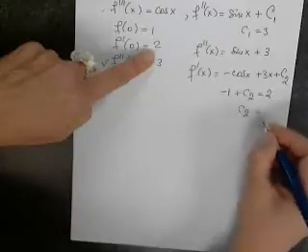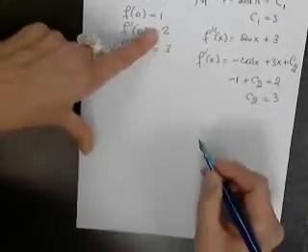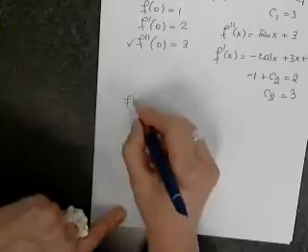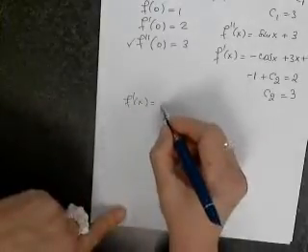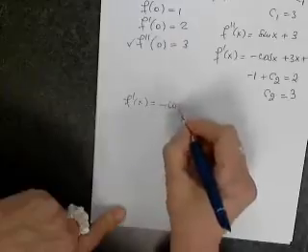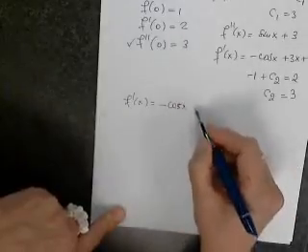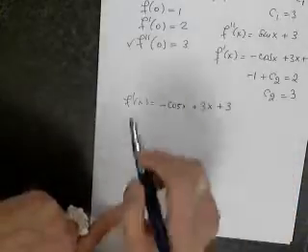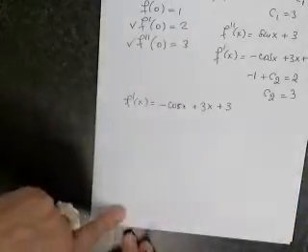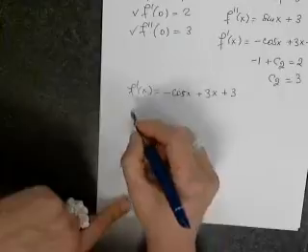So how much is c2? 3. So then I have now f prime. Can anyone dictate f prime? Negative sine x. Negative cosine x plus 3x plus 3. Good. Good. Final step. Negative sine x plus 3x.